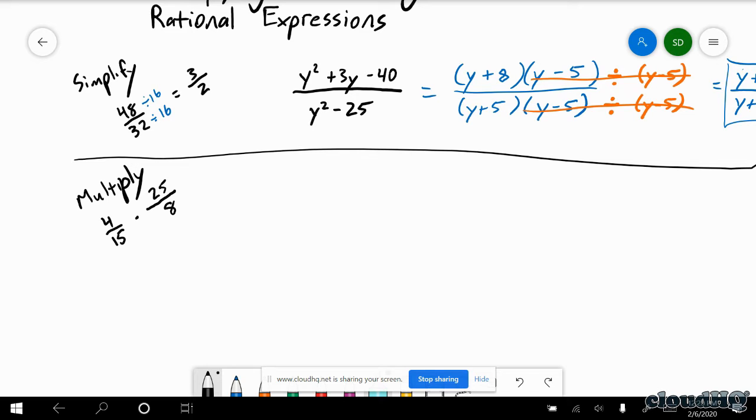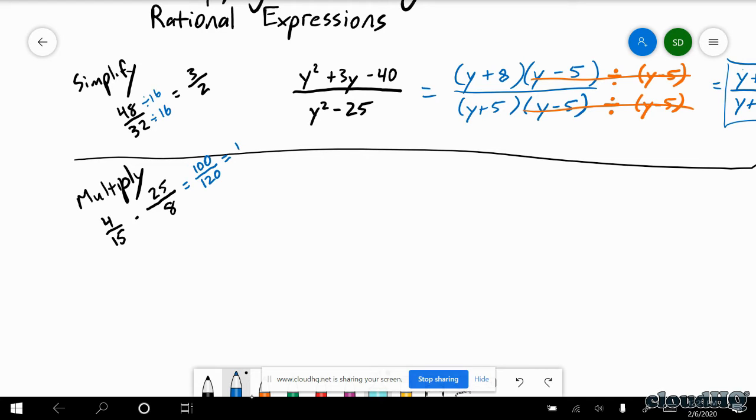If you were asked to multiply those together, how do you multiply fractions? You can multiply straight across, in which case your numerator would be 100 and your denominator would be 120. And then we would have to do what? Simplify them. What can you divide them both by? 10. We can divide them both by 10.